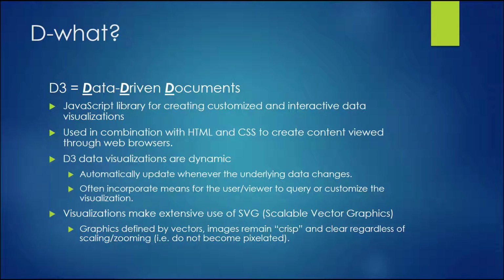First of all, your D3 JavaScript code, which generates your visualization, is embedded with the HTML and CSS code. So the visualization is generated each time that you pull up the website. And if the underlying data for the visualization changes, the visualization changes accordingly whenever you open or refresh the web page. D3 data visualizations often provide the means for the viewer to query or otherwise customize the visualization. And finally, D3 visualizations rely heavily on SVGs, which stands for Scalable Vector Graphics. SVG images remain crisp and clear regardless of the extent to which you zoom.